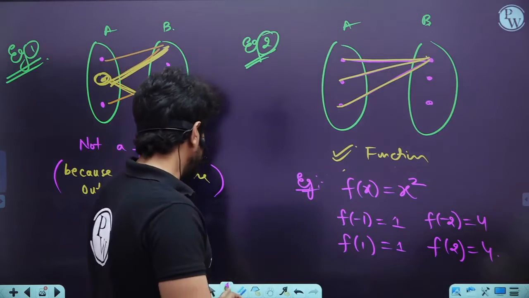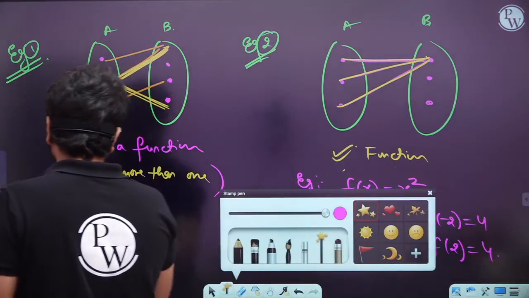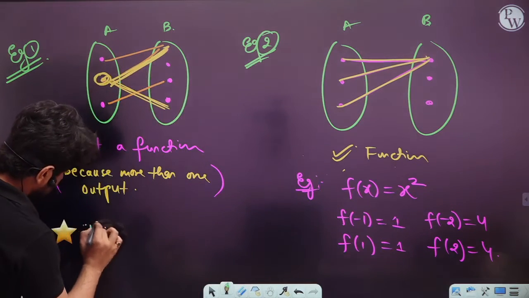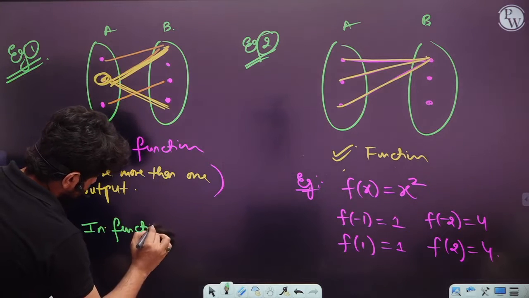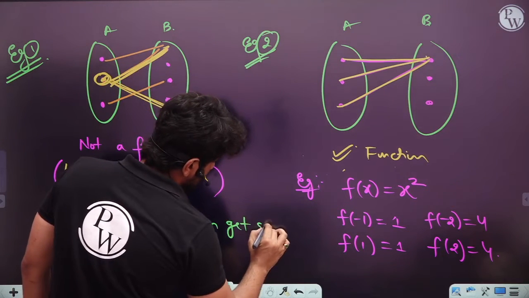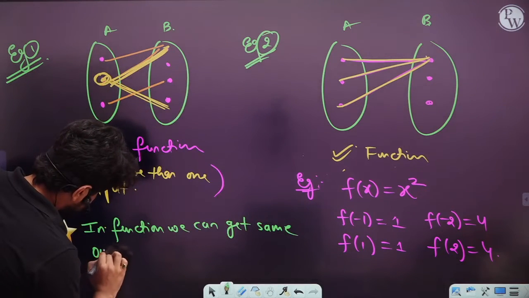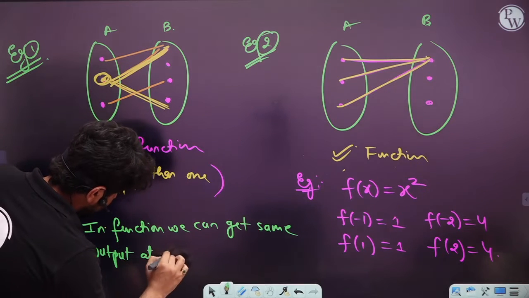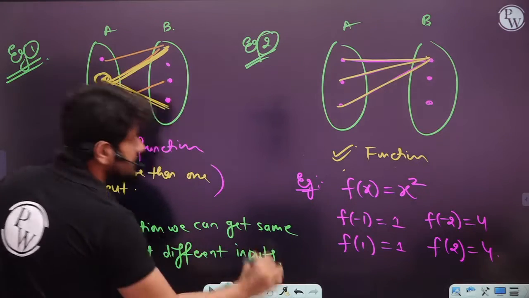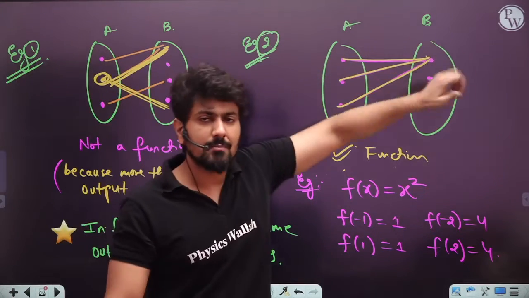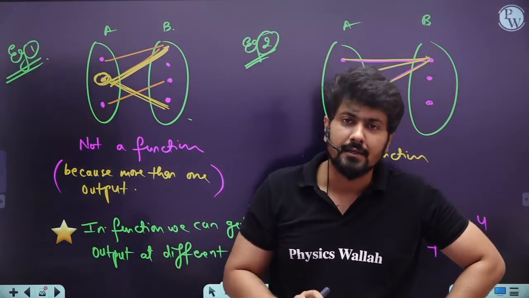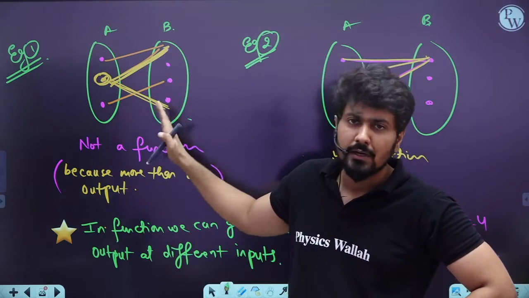So you can write this down as a rule: in a function, we can get the same output at different inputs. That works. Different inputs, same outputs, that's okay. But one input and different outputs, that is not okay. This is not a function. This is a relation, but this is not a function.